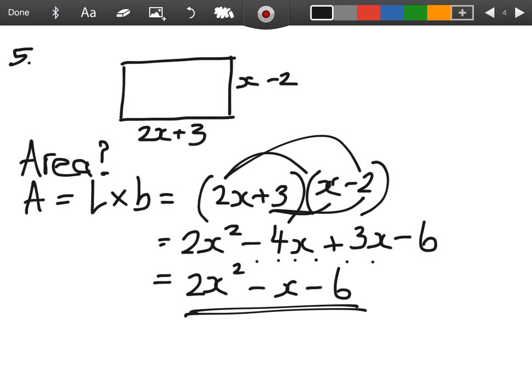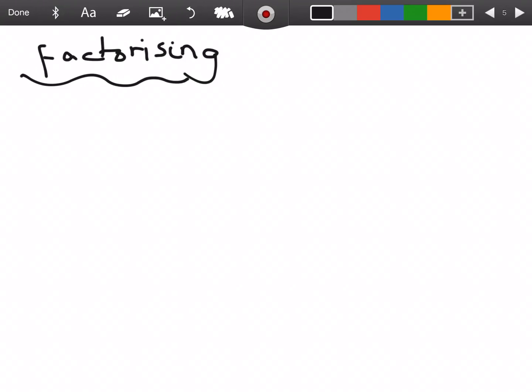Right, we're going to move on to a bit on factorising now. Generally, we think of factorising as the reverse or the opposite of what we have just done, okay? So this is a wee bit on factorising. When it comes to the exam, remember you'll get 1 or 2 questions on multiplying out brackets and potentially a couple of questions on factorising as well.